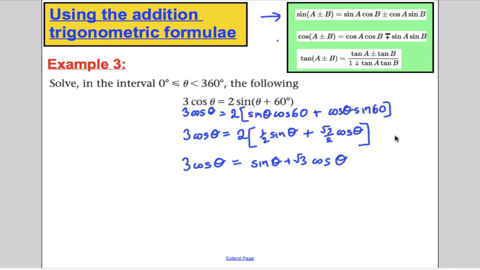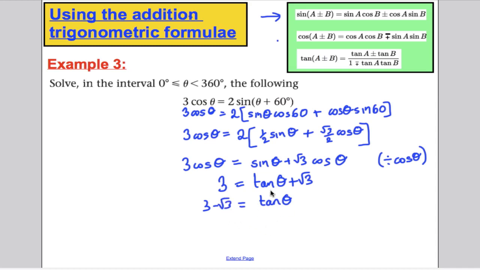Well, you should be familiar with these type of ones from Core 2. If I divided everything by cos theta, I would get 3 cos theta over cos theta is 3, sine theta over cos theta is tan theta, and root 3 cos theta divided by cos theta is simply root 3. And we get a simple equation with tans in it. Now I'm going to rearrange this. I'm going to subtract root 3 off both sides, so tan theta is 3 subtract root 3.